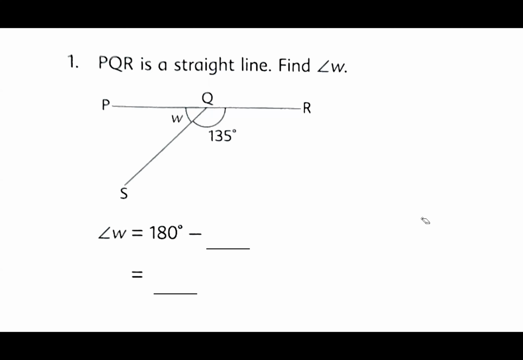So PQR is a straight line. Find angle W. We've got an angle measure here of 135 degrees. Let's do some mental math. Let's subtract 130 from 180. What do I get, guys? 180 minus 100, I get 50. But this is 135. Let's go another 5. 45. So angle W is 45 degrees. Add your proper notation there, because your page is missing it.